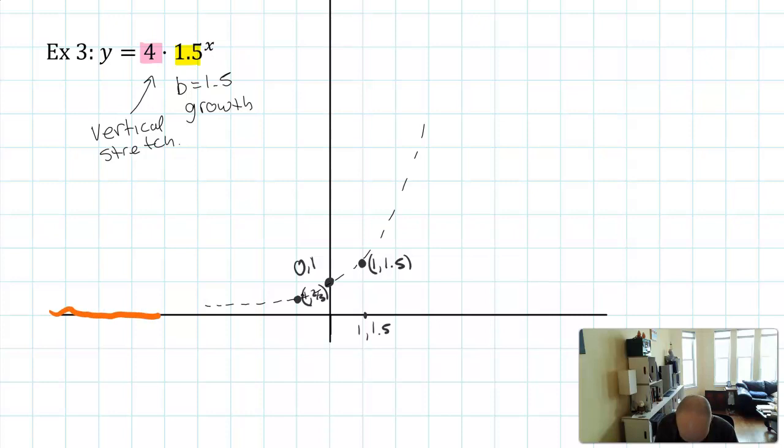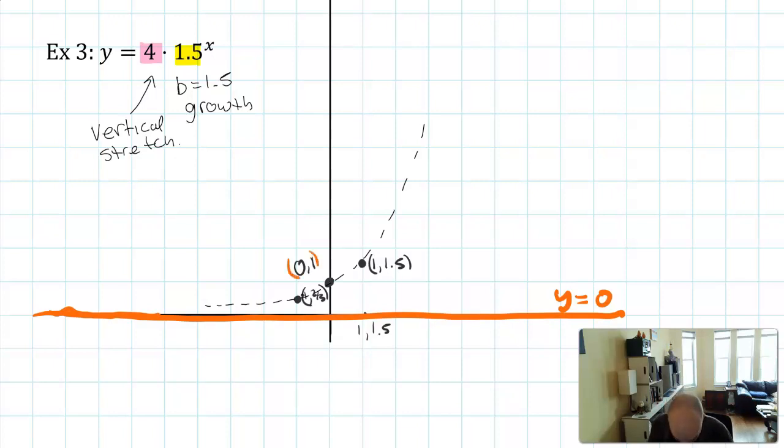Asymptote still at 0. And there's no shifts here, so that asymptote is just going to stay at 0. But let's actually apply this vertical stretch. Remember, how do you apply a vertical stretch? You multiply all the y values by that number.